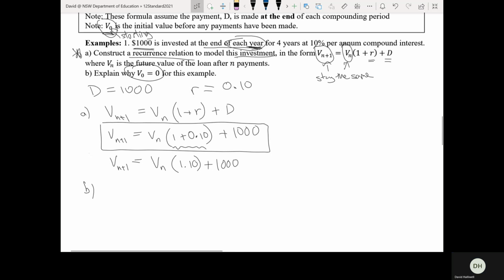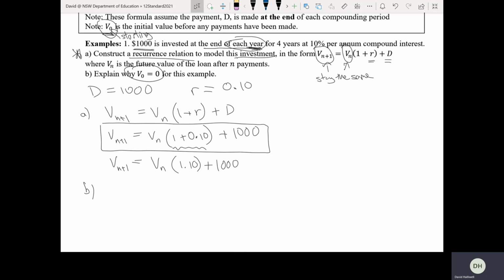It doesn't say that the account already had money in it. So basically there's an assumption here that this account starts off from 0. Okay, so explain why V0 equals 0 for this example.